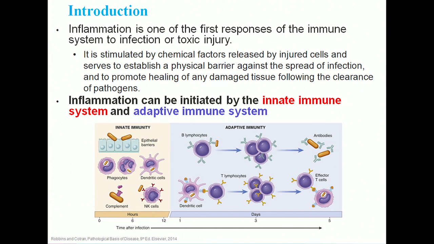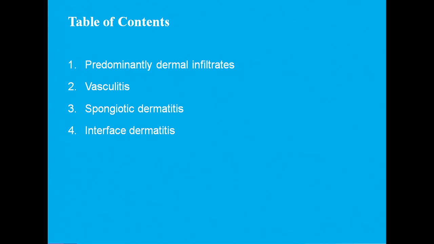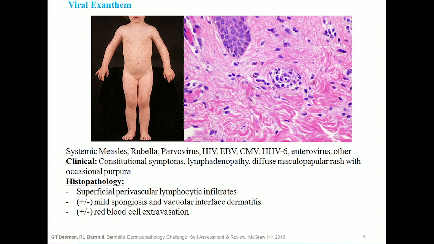So inflammation is one of the first responses of the immune system to infection or toxic injury. It can be initiated by the innate immune system or the adaptive immune system. And these are the topics we'll be discussing today. Predominantly dermal infiltrates, viral exanthem.